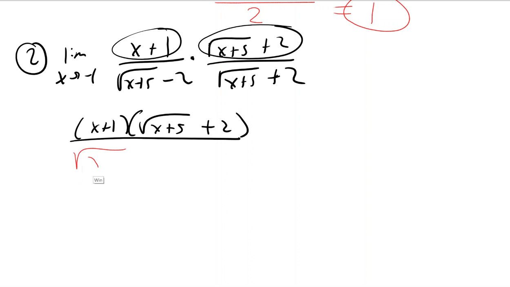You gotta give me more than that. X plus 5 minus 2. Oh, I didn't put the square root. I thought they canceled out. Well, I'm not saying this is right. I'm trying to write down what you're saying.